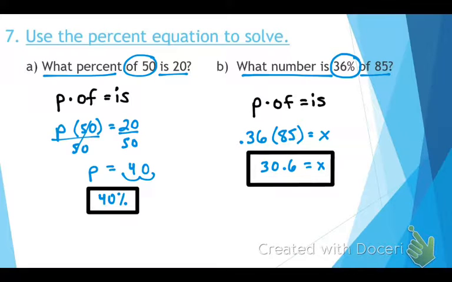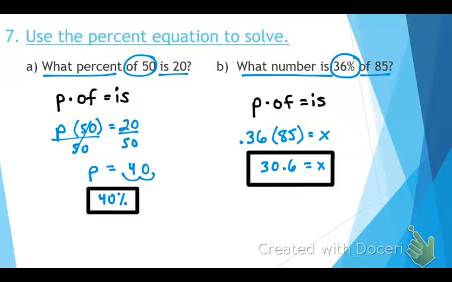Did anyone get that? All right, a few of you. Good job. The main thing I saw as I walked around is people just forgot to change that percent to a decimal. Now, if you look back at the very front page, look at 6A or 6B. It asks the same question. What number is 36% of 85? We got 30.6 on that one by doing the percent proportion.